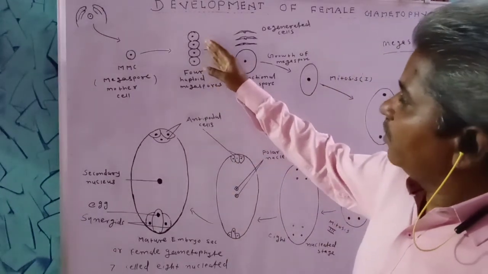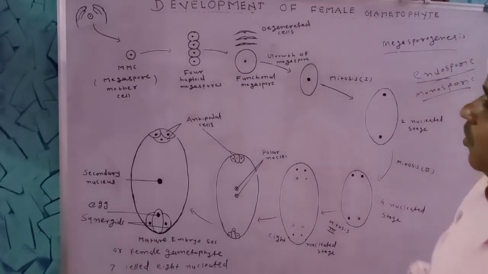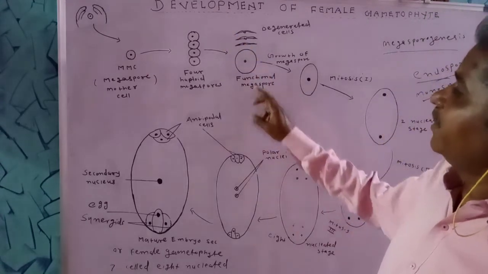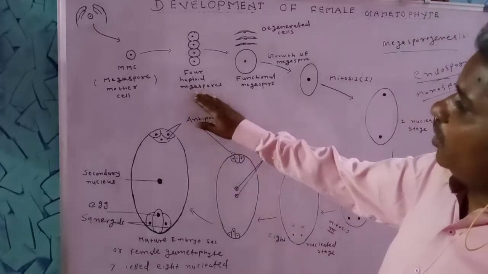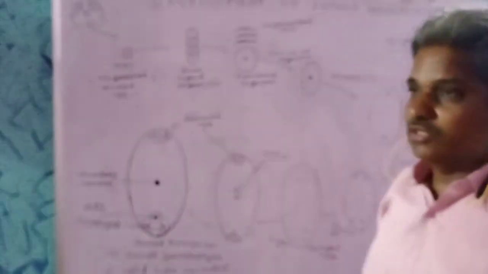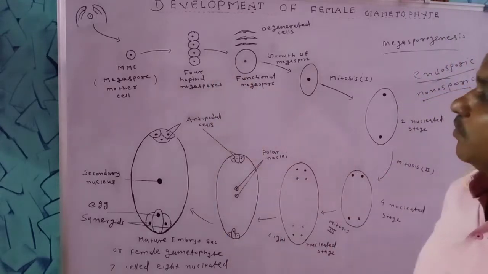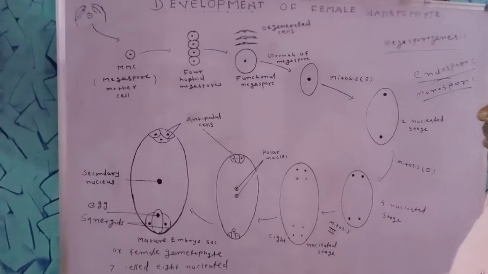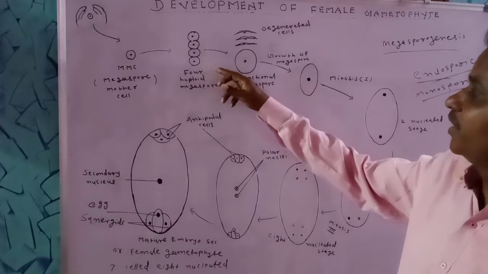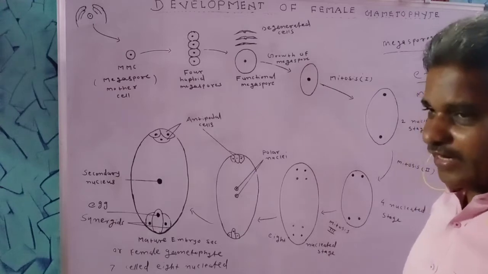The 4 megaspores are arranged one above another. Out of these 4 megaspores, the upper 3 megaspores degenerate and the lower one remains functional. These 4 haploid megaspores are arranged one after another in a linear fashion and so are called a linear tetrad. So a linear tetrad of megaspores is formed after megasporogenesis, and out of these 4 megaspores, the upper 3 degenerate or abort.